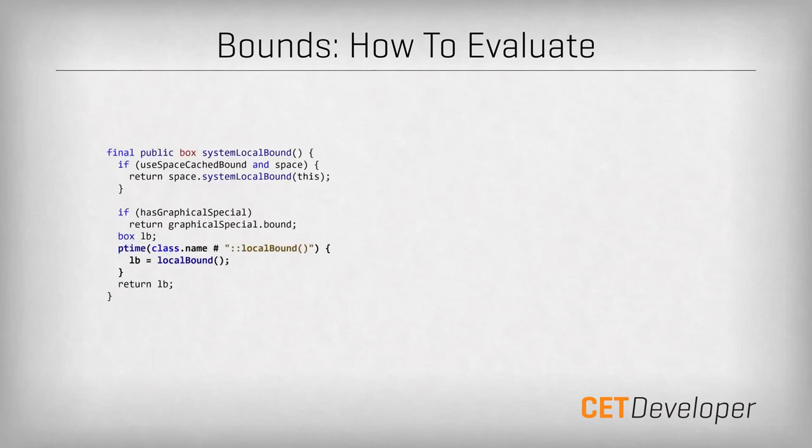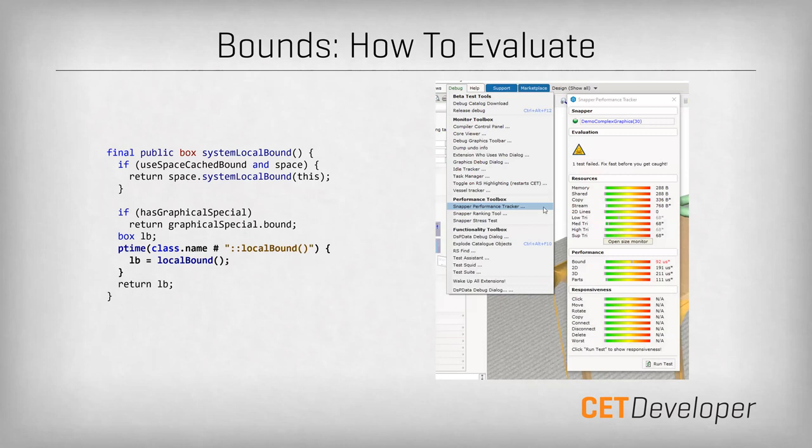You can inject some tracing code inside of system local bound, but a much easier way is just to use the snapper performance tracker. This will get you the same data, and it's a lot easier. This is available from the debug menu. You just select your snapper, bring up this dialog, in either order, and then you'll get some times here. You can see in this case, my bounds took way too long to generate. You should be targeting about a microsecond for your bounds, which is actually really easy to do. If you just build a box based on your dimensions, that'll do it.